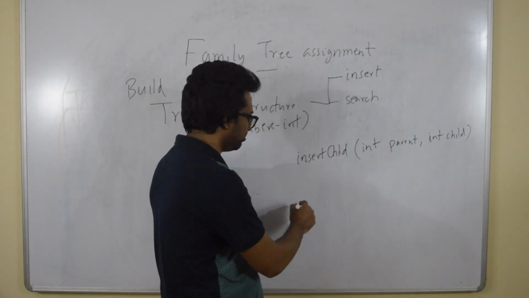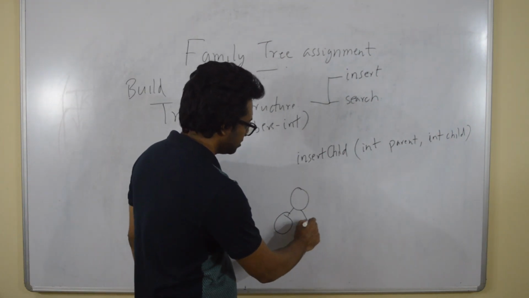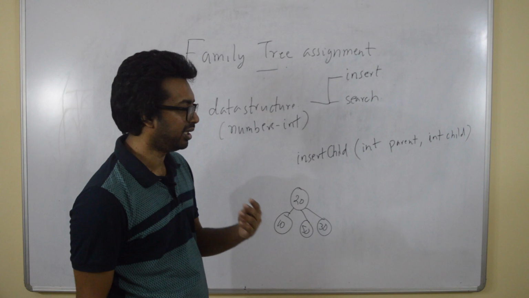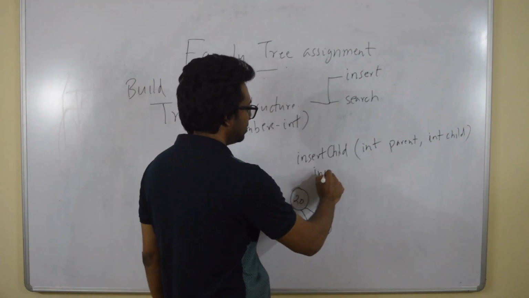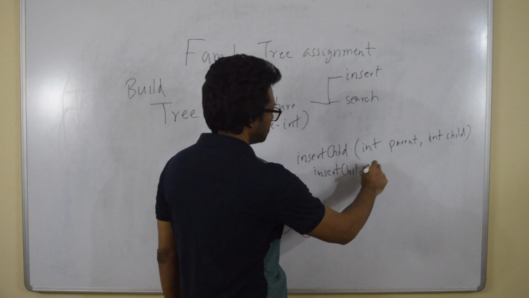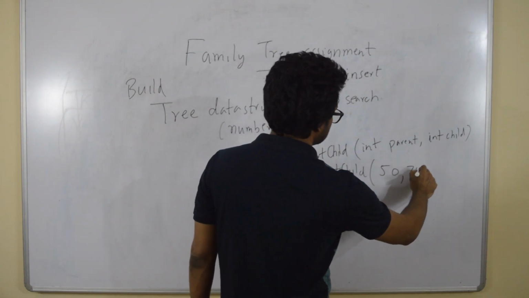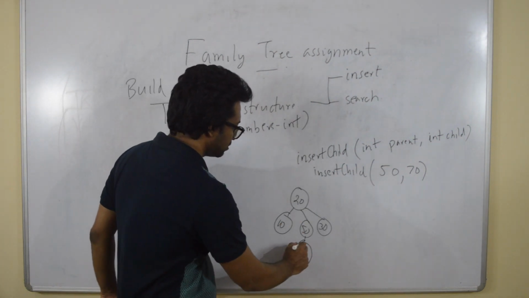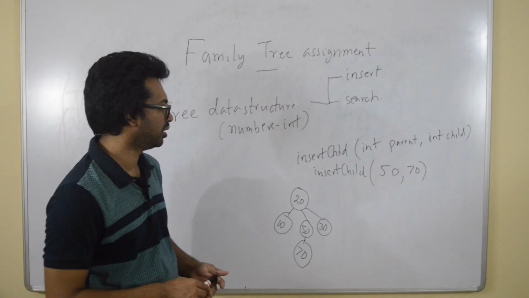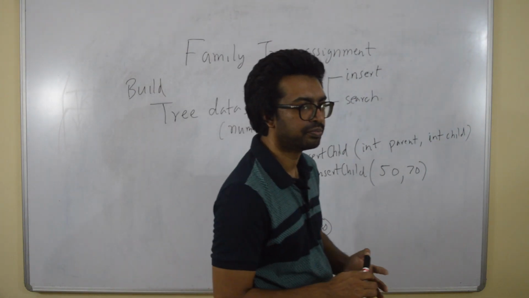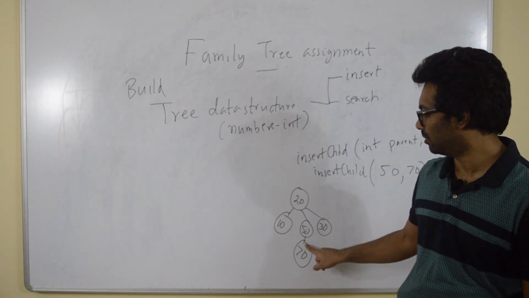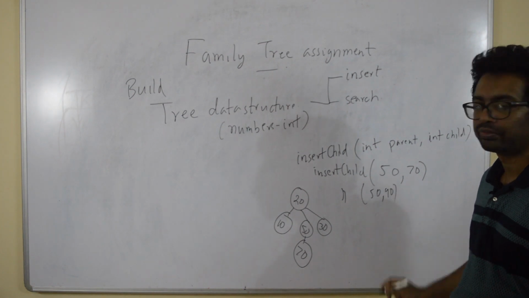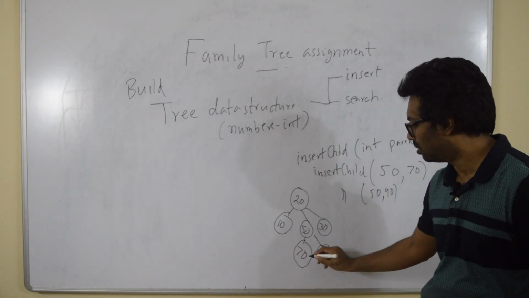So let me give an example. I have a tree like this: 20, 10, 50, 30. This is my tree. I can have something like insert child. This is going to say put 70 here as a child of 50. It does not matter where the child comes up. Let's say I'm going to insert child 50 comma 90. It does not matter whether the child is on this side or this side.